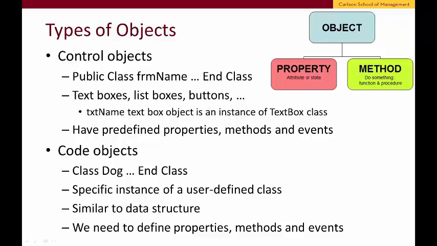So, a code object will be instantiated from a newly defined class, such as the dog class. The code will reside outside of the main program, that is to say, public class frmName, right below after the End Class keywords. The code will consist of properties we ourselves will need to define. These will look similar to data structure members, but will not be directly accessible, as you will see shortly.